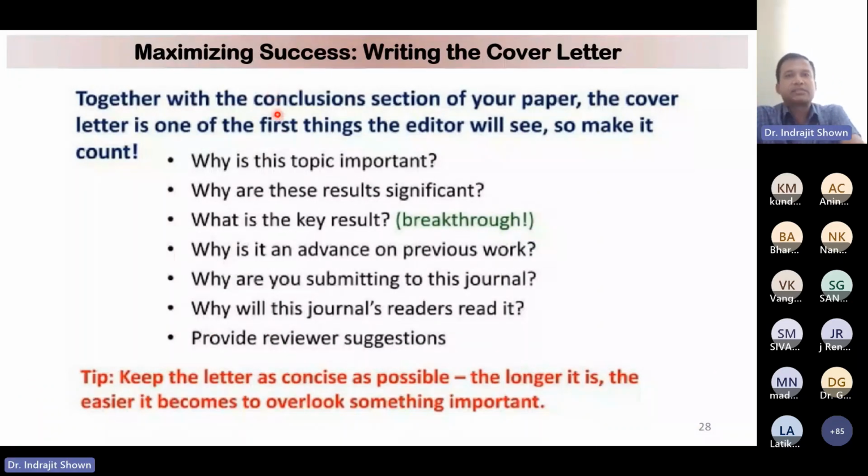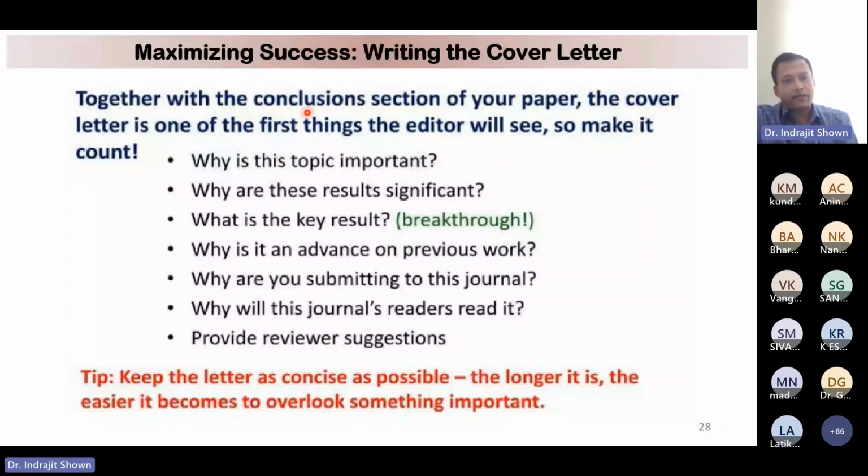Then maximize the success of writing the cover letter together with the conclusion section in your paper. Most of the time, what we are doing is not the correct way. We basically copy the abstract and put it in the cover letter. This is the first wrong approach to writing a cover letter.